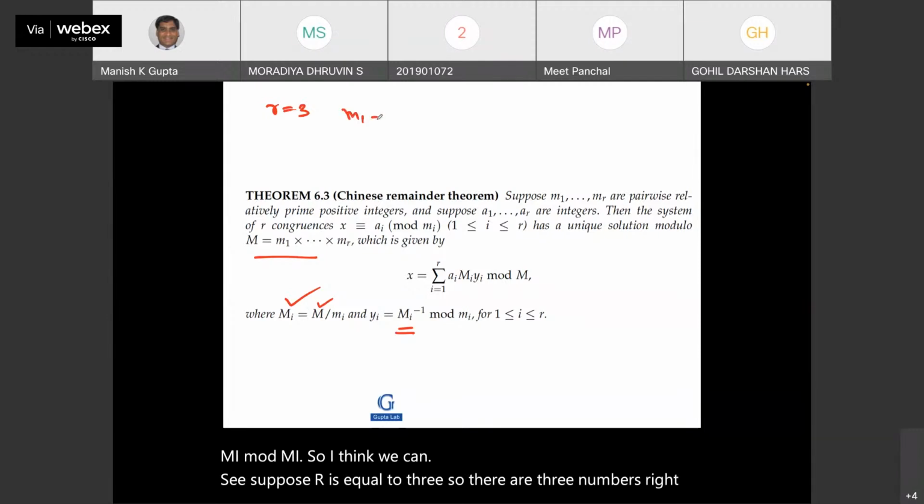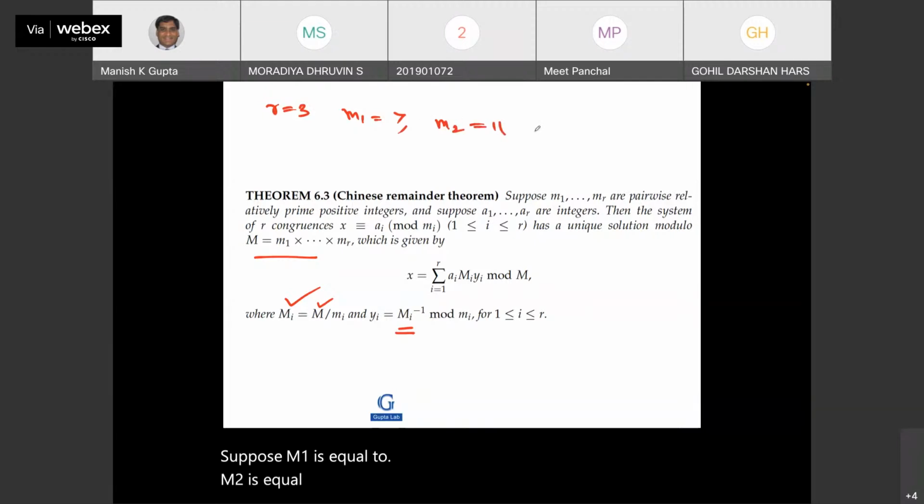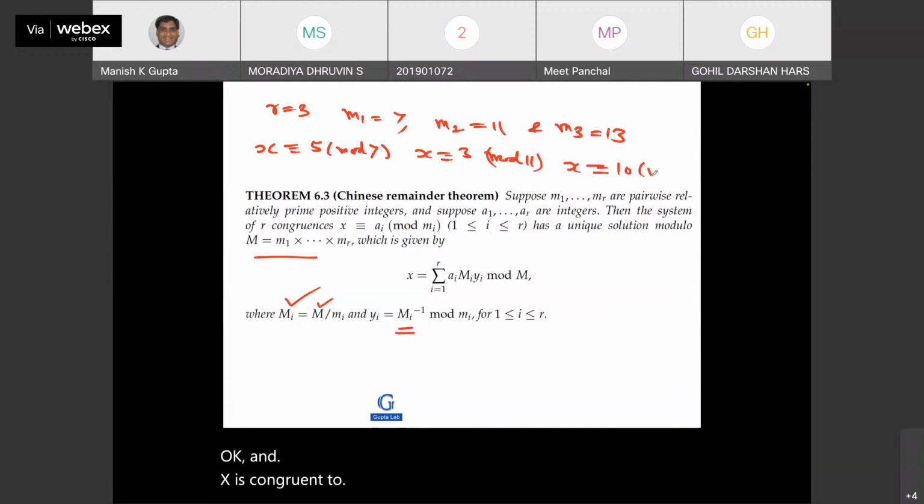Suppose m1 is equal to 7, m2 is equal to 11, and m3 is equal to 13. So the equations are something like x is congruent to 5 mod 7, x is congruent to 3 mod 11, and x is congruent to 10 mod 13.